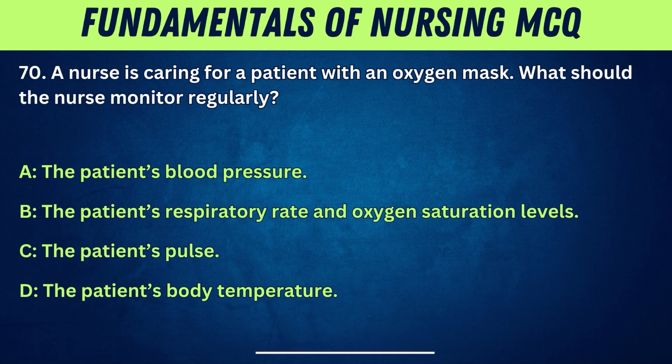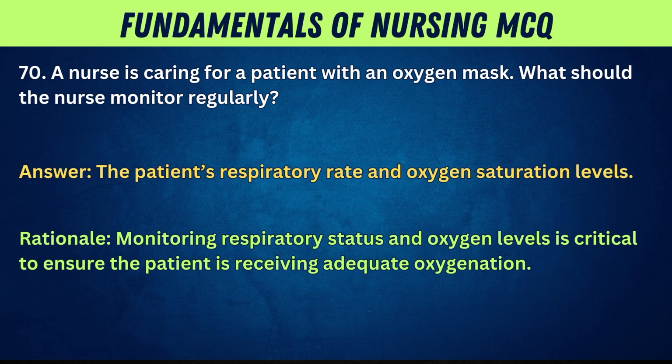70. A nurse is caring for a patient with an oxygen mask. What should the nurse monitor regularly? A. The patient's blood pressure. B. The patient's respiratory rate and oxygen saturation levels. C. The patient's pulse. D. The patient's body temperature. Answer. The patient's respiratory rate and oxygen saturation levels. Rationale. Monitoring respiratory status and oxygen levels is critical to ensure the patient is receiving adequate oxygenation.